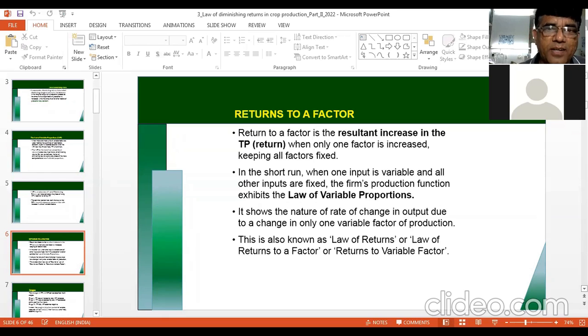Now see, returns to a factor. Return to a factor is the resultant increase in the TP. TP is your return actually, when only one factor is increased, keeping all other factors fixed. In short run, when one input is variable and all other inputs are fixed, the firm's production function exhibits the law of variable proportion. It shows the nature of rate of change in output due to a change in only one variable factor of production. This is also known as law of returns or law of return to a factor or returns to a variable factor. This is just terminology.